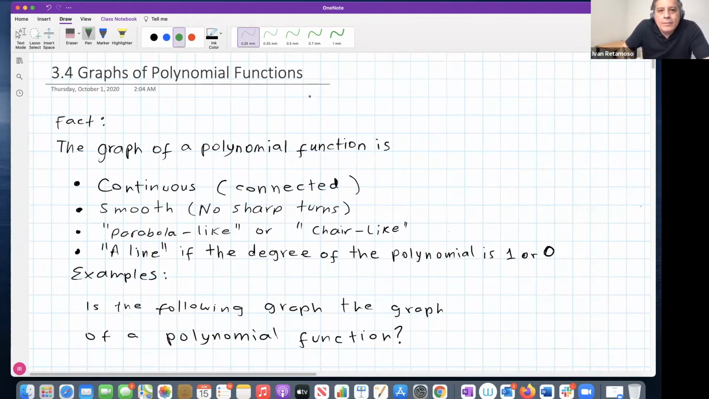Graphs of a polynomial function. First, let's consider intrinsic features of the graph of a polynomial function. The graph of a polynomial function is, first of all, continuous. Continuous meaning connected.